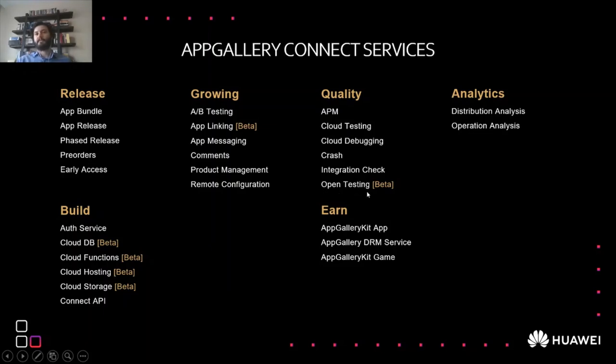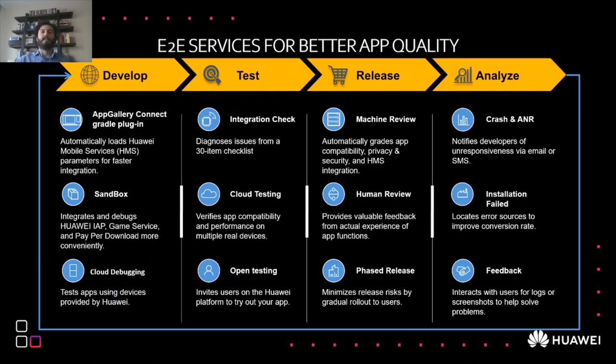You can make the release for your beta version of your application and send invitations to the users. And for the earn part, you have this DRM service and game and application kit integrations, and you have these analytics services. This is just an overview to show you the categorized version of these app services.